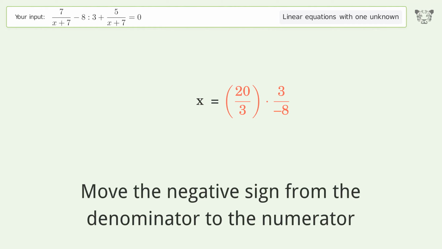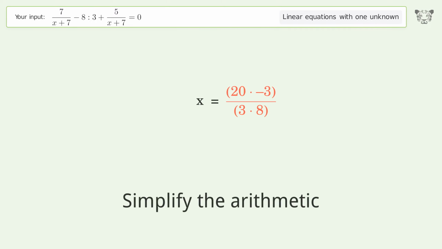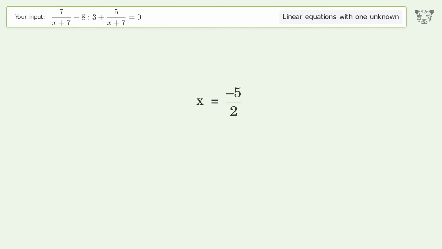Move the negative sign from the denominator to the numerator. Multiply the fractions. Simplify the arithmetic. And so the final result is x equals -5/2.